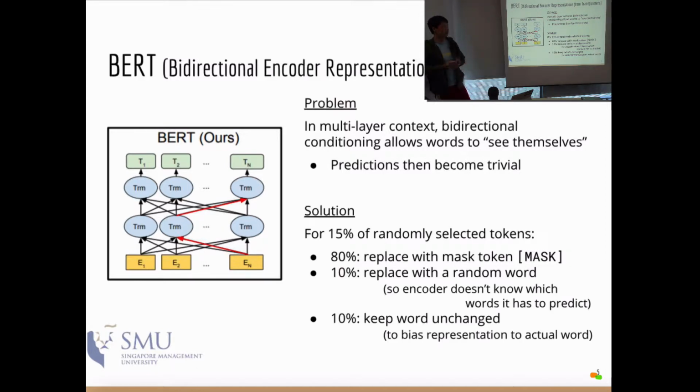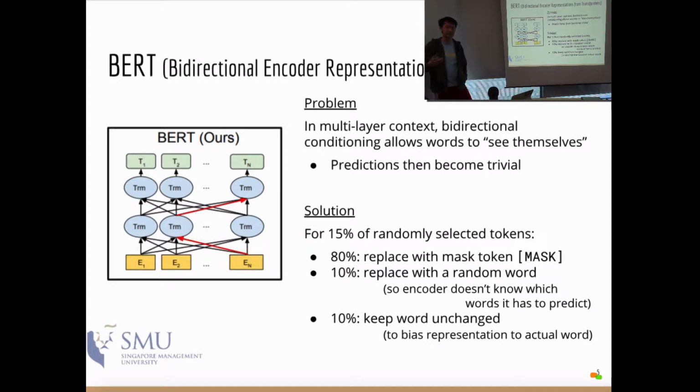So the solution that the BERT authors came up with is to randomly replace the selected tokens when they train the model. First, they have a sentence, and then they select 15% of the tokens. Out of the 15%, they have this sequence of replacing. 80% will be replaced with a mask token. This is to sort of tell the model that this is what I want you to predict.